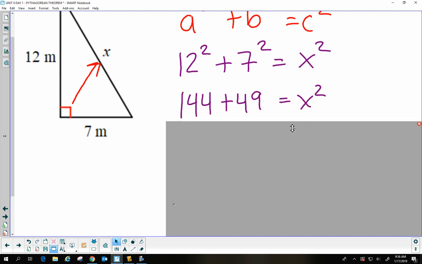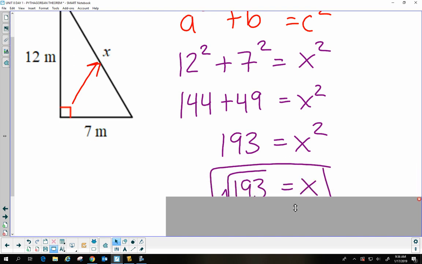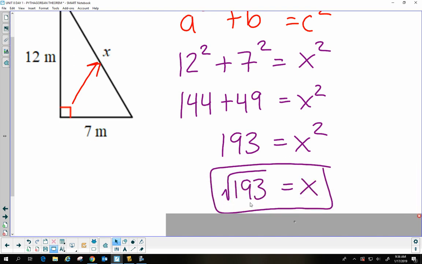And I simplify that left side. And again, to get rid of the squared on the x, I have to square root both sides. So I find out that the hypotenuse is the square root of 193.